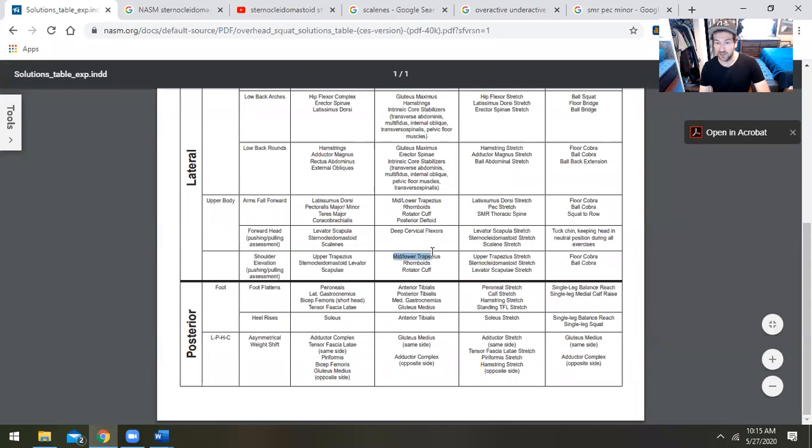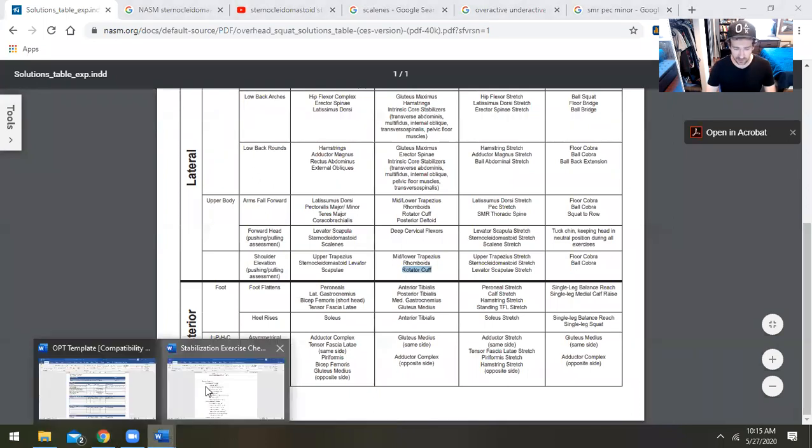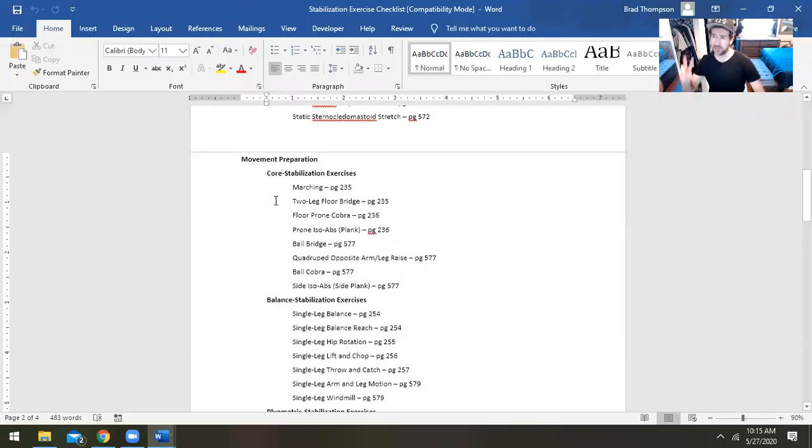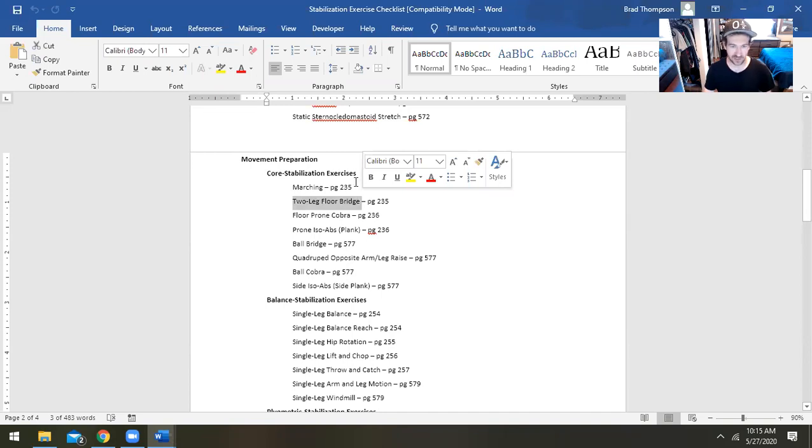We've got the middle and lower trapezius muscles, we've got the rhomboids, and we've got the rotator cuff. So if we're going to pick two core exercises, one balance exercise and one reactive exercise, and be able to hit all of those muscles, instead of going with the two-legged floor bridge, which is great for the glutes, by the way, one of my favorite exercises, we can instead go for a little bit of marching, which is going to be a little bit more traditional for the front of my core.